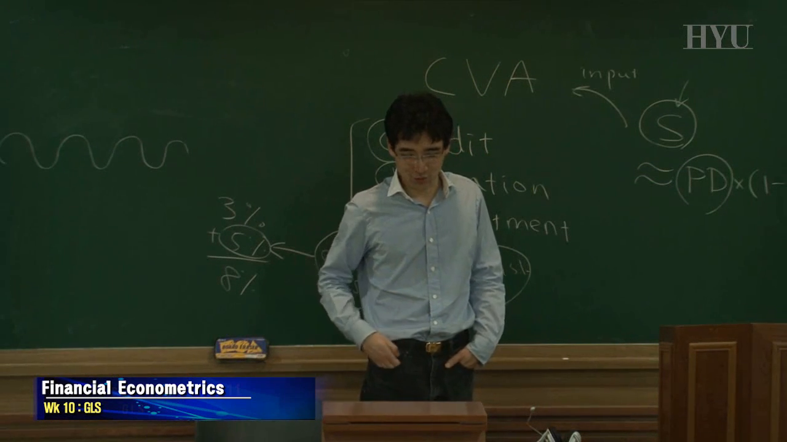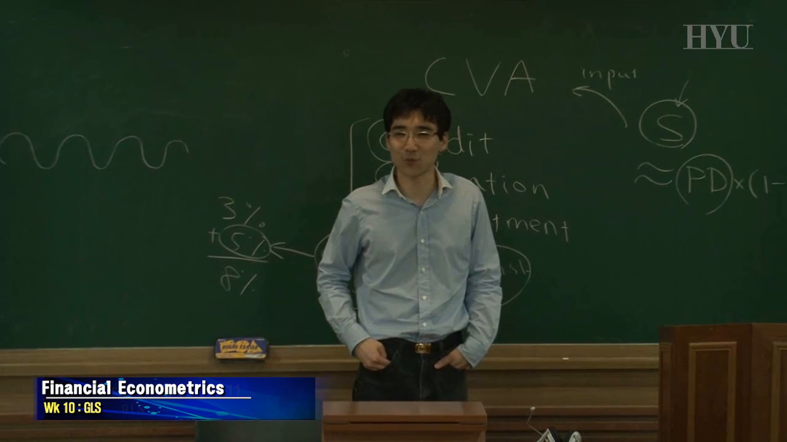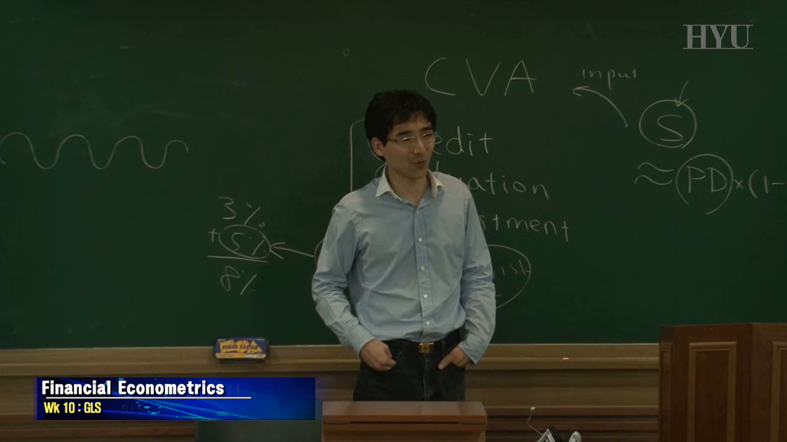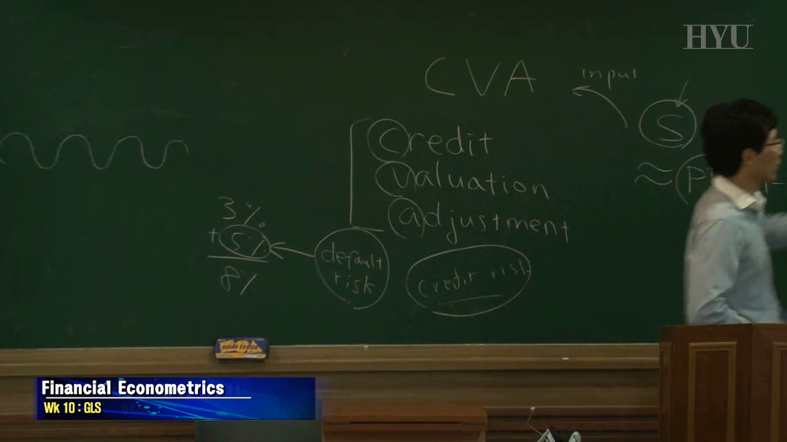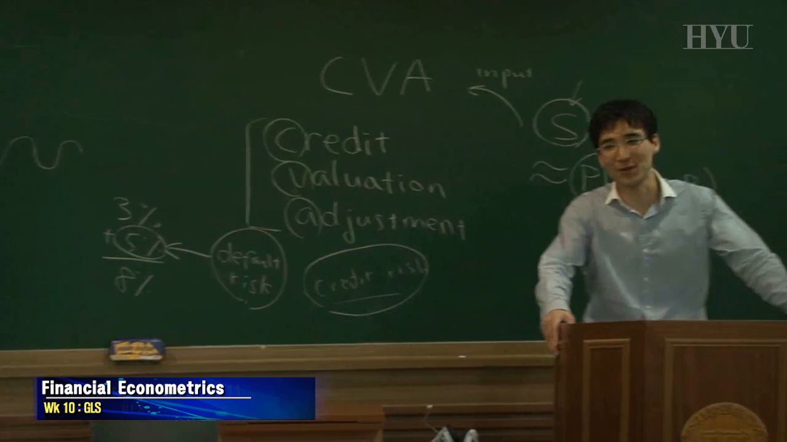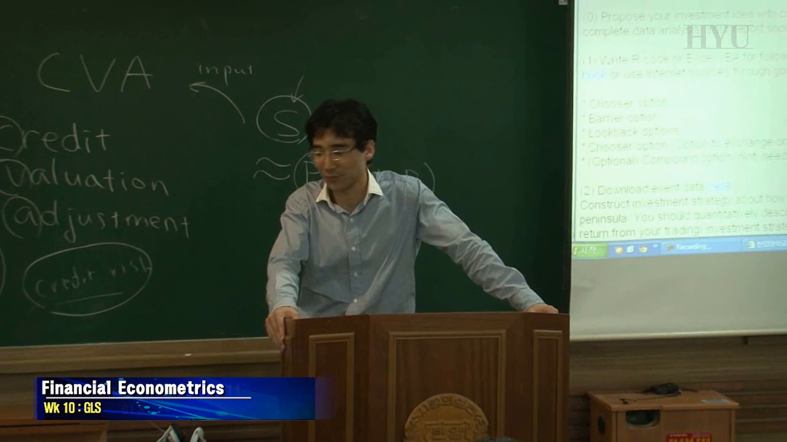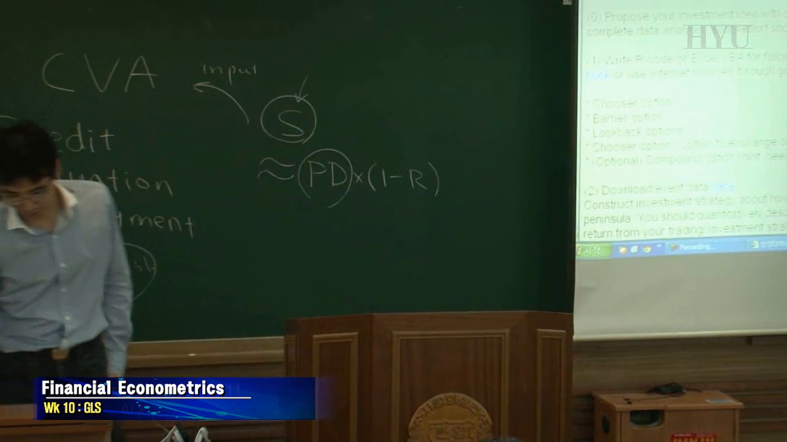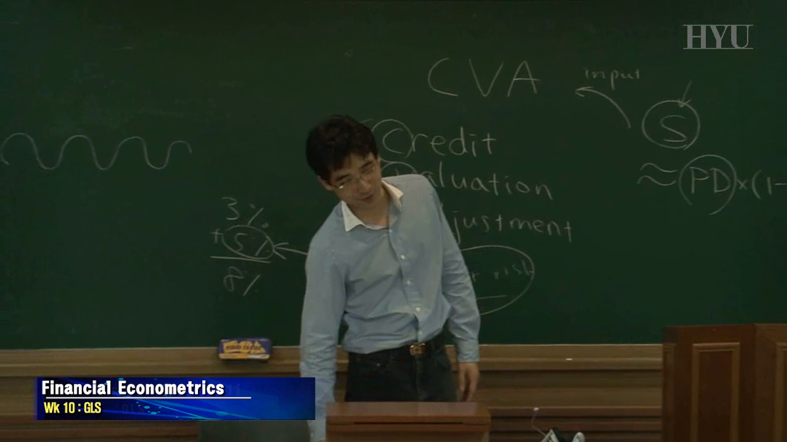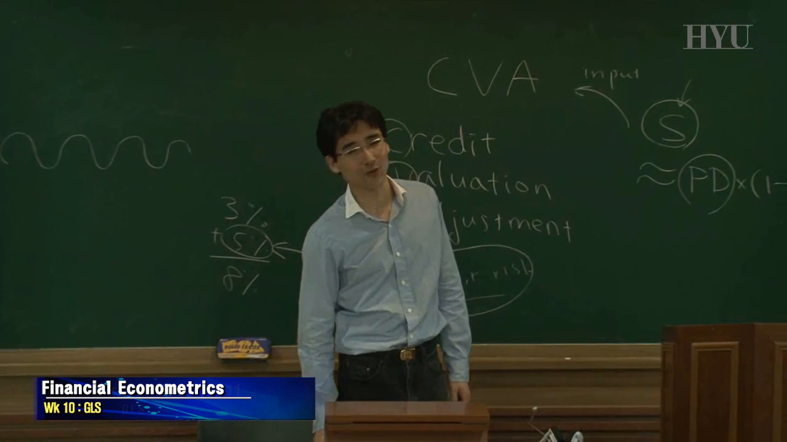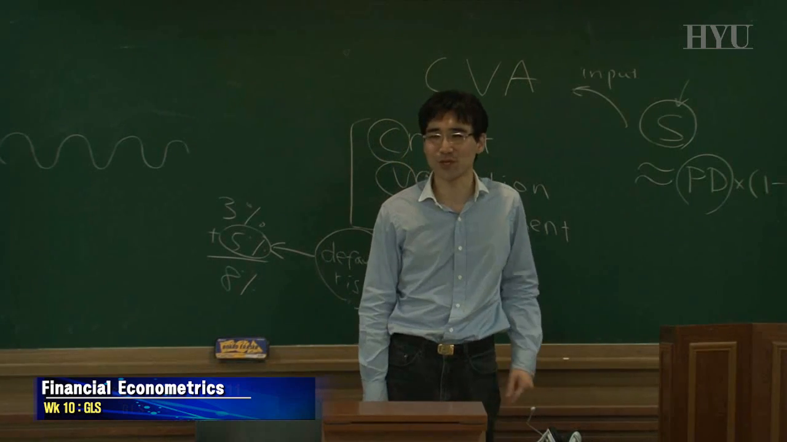You don't have to know what the chooser option, the barrier option, or the lookback option is. All you need is just the formula. And for this formula, actually you don't even need Hull's book. If you Google those concepts, you can find the formula very easily. And there is an optional question, compound option. It is difficult, so it is optional. But if you solve this problem, you will get a higher grade.